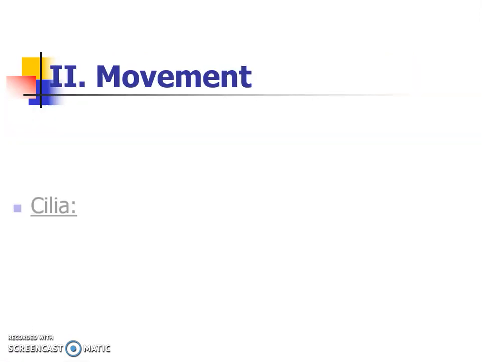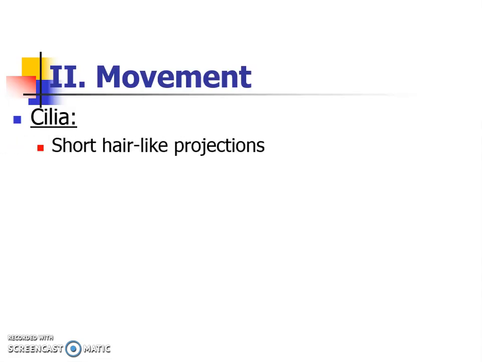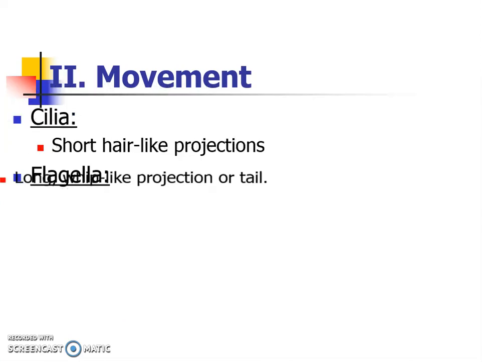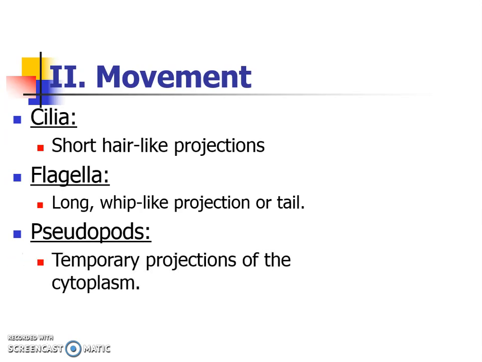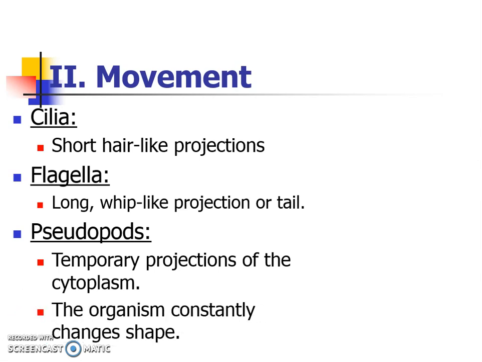So before we do that, it is important to know that these mostly single-celled creatures move in cool ways. One way they do it is with the structure called cilia. These are short hair-like projections, versus a flagella, which is a long whip-like tail, or kind of like a big foot at the end of an organism. And then lastly, there's pseudopods or pseudopodia, and those are like movement of the whole organism, the cytoplasm of it, and it changes its shape.